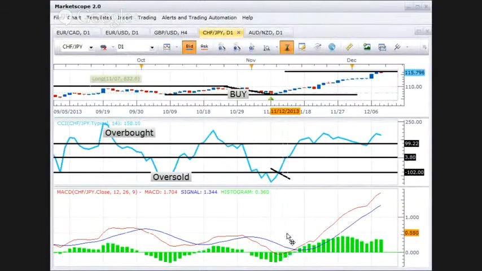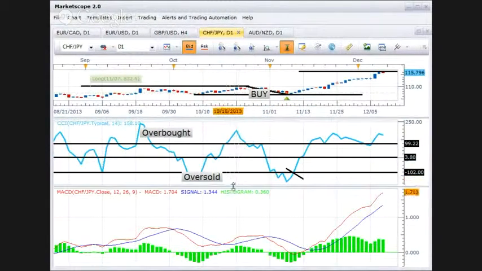Now, does that mean that MACD is better than CCI? Not necessarily. Both have their strengths, both have their weaknesses, and as long as we're aware of them, we can use them to our advantage to time trades with the trend.